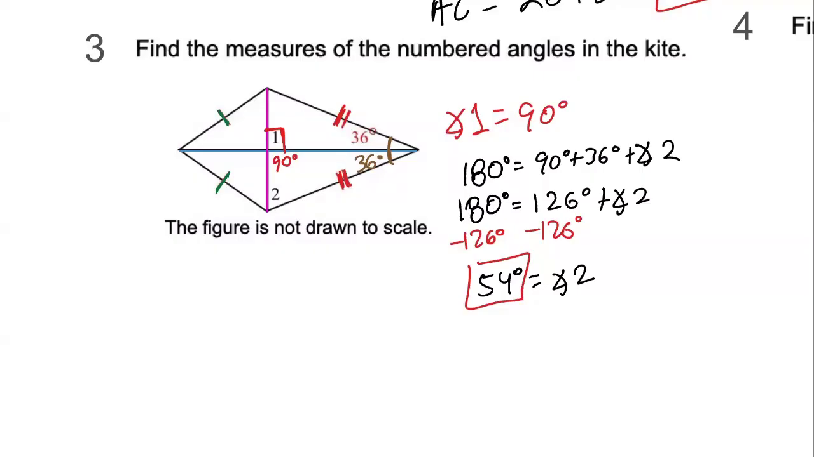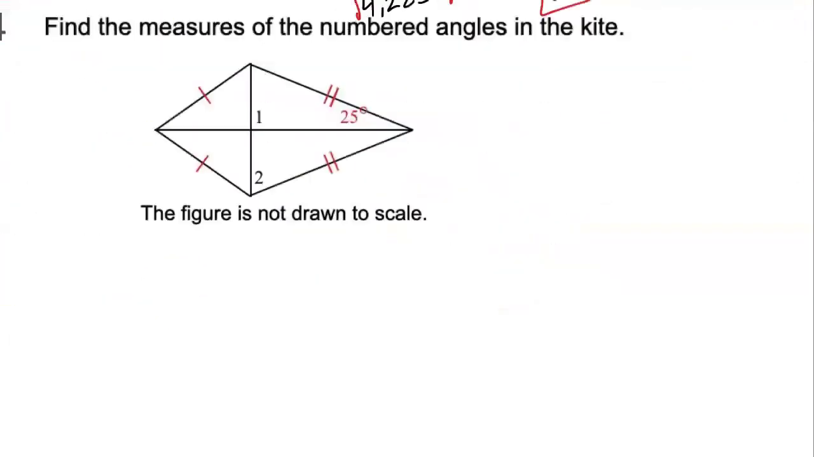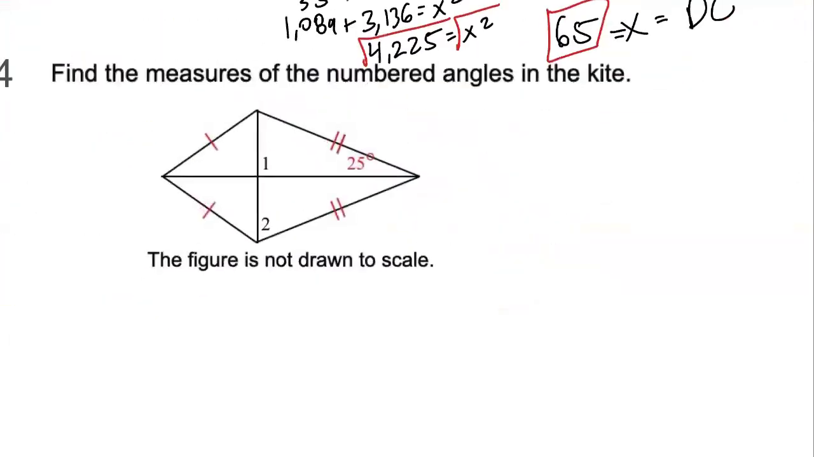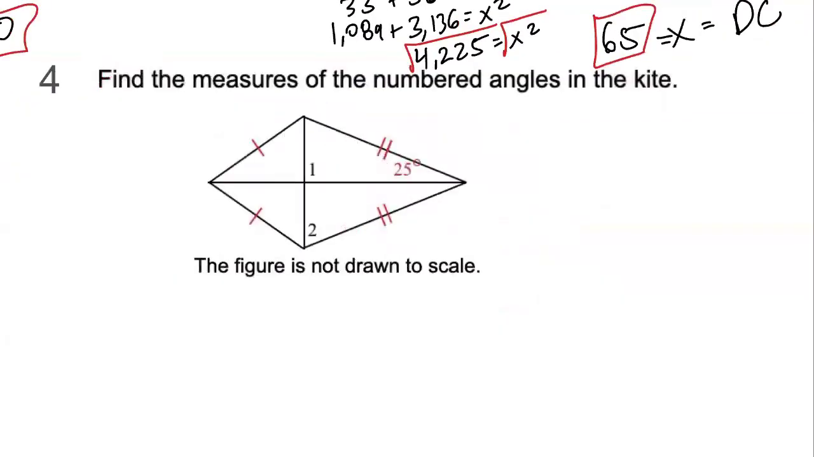All right, let's do number 4. Same thing, find the measure of the numbered angle. So in this case, it's similar to the one that we did before. Angle 1 is 90 degrees. This angle gets cut perfectly in half. So that means it's 25 degrees. Angle 1 with the angle next to it, adjacent, is 90 degrees because it's a linear pair.